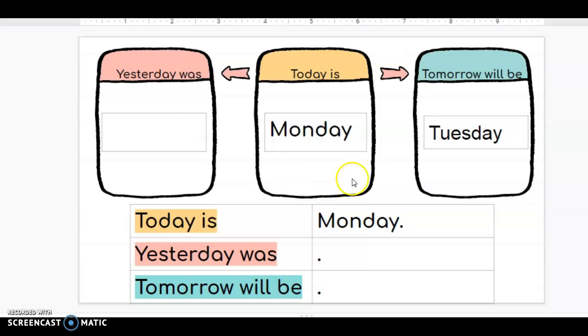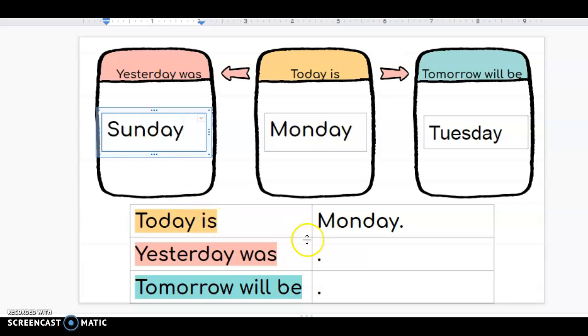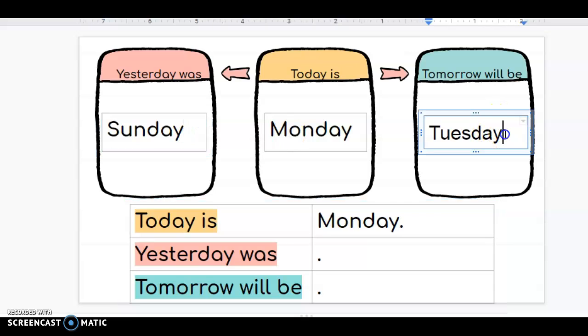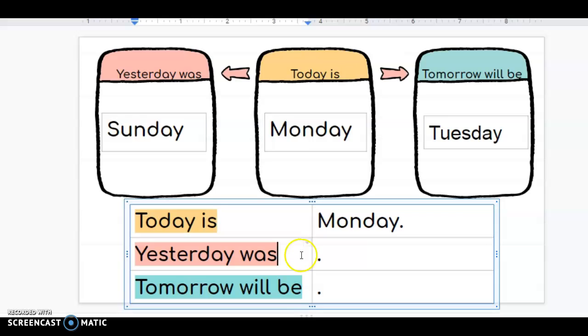And if we go back to today, because that's where we start at, today is Monday. If we go backwards, what comes before Monday? It is Sunday. So let's fill out our sentences now that we know the information. So today is Monday. Yesterday was, is it Sunday or is it Tuesday? What comes before Monday?